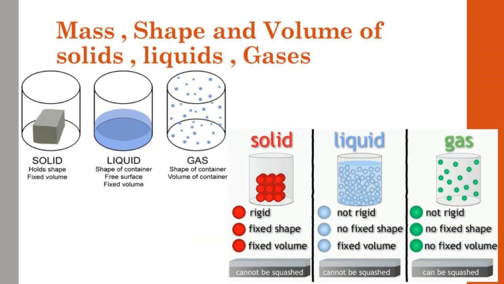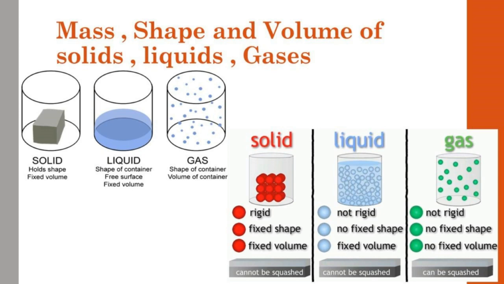Mass, shape and volume of solids, liquids and gases. Do you need a container to know the shape of a stone? No. If you move the stone from the ground to a table or place it on the shelf, does its shape change? No. So, a solid does not need a container. It stays as it is because its particles are tightly packed and has a definite shape.